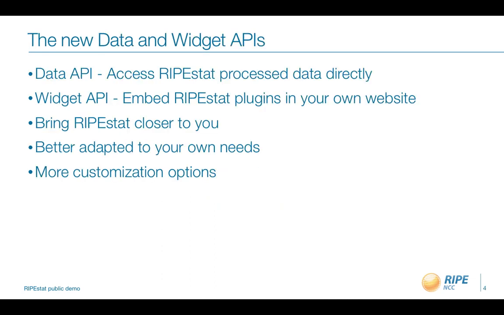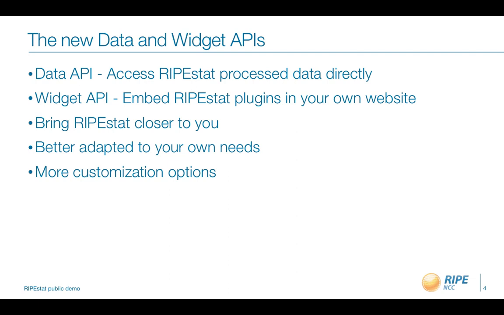So, we have two new APIs present in RIPEstat. One is the Data API and the other one is the Widget API. The Data API is a feature that's been a popular request among our users. It gives you direct access to the processed data used in RIPEstat. It will give you structured data that you can directly use in your own applications.